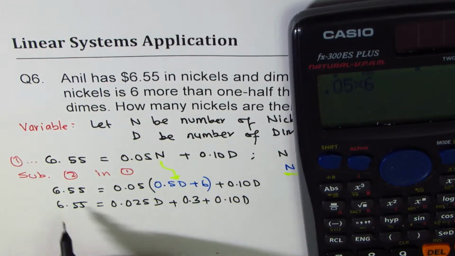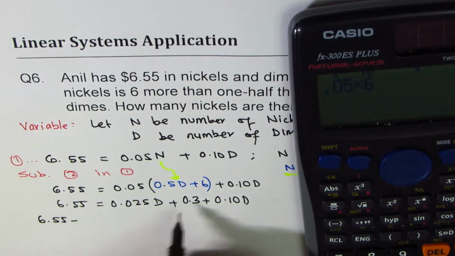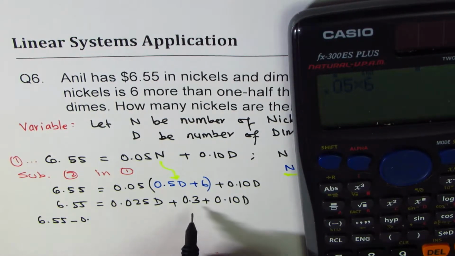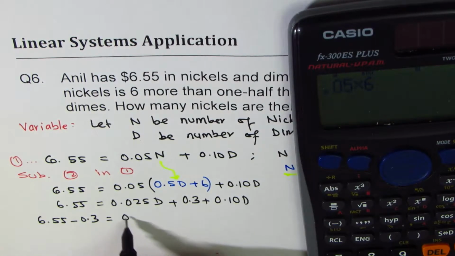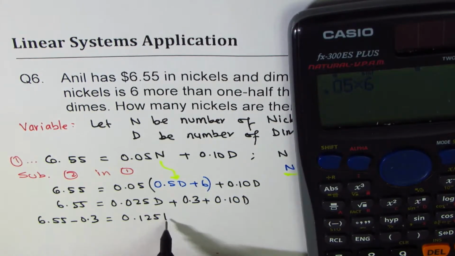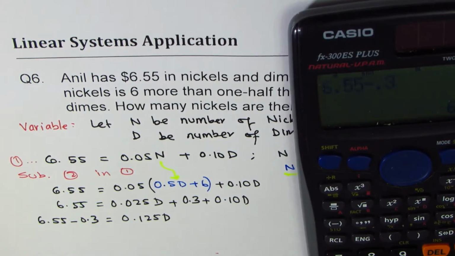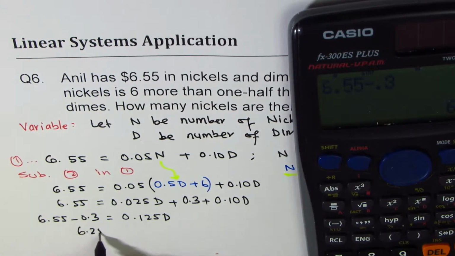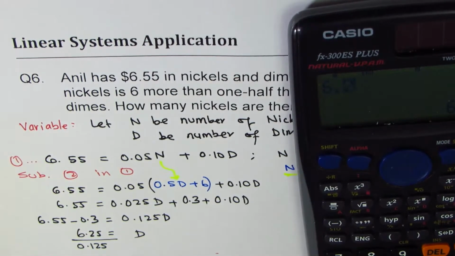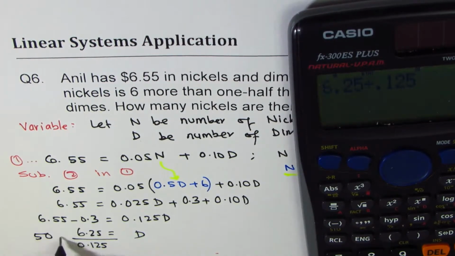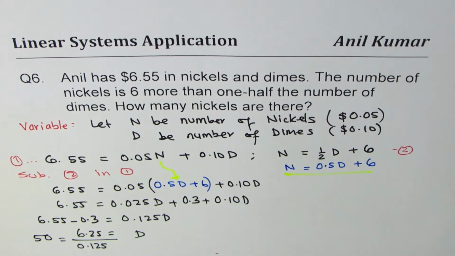Now we should bring the numbers together. We have 6.55 minus 0.3 equals, add these up, 0.125d. 6.55 take away 0.3 is 6.25, so we have 6.25. We'll divide this by 0.125 to get the number of dimes. 6.25 divided by 0.125 gives us 50. So the number of dimes is 50, right?